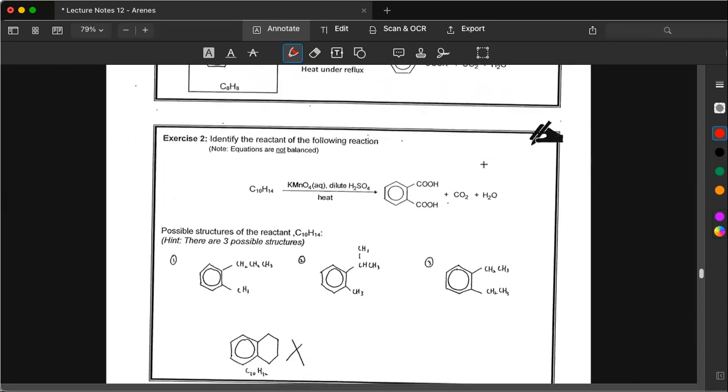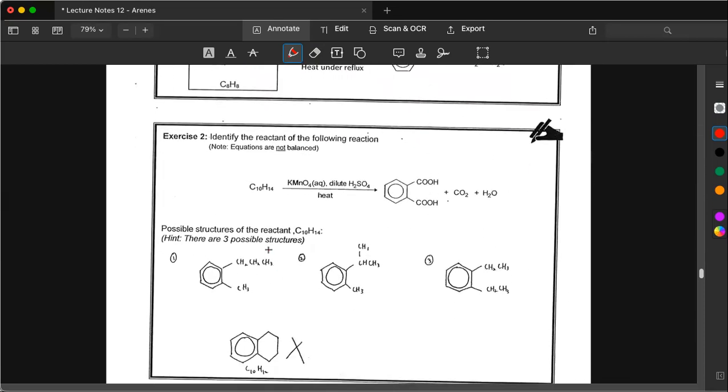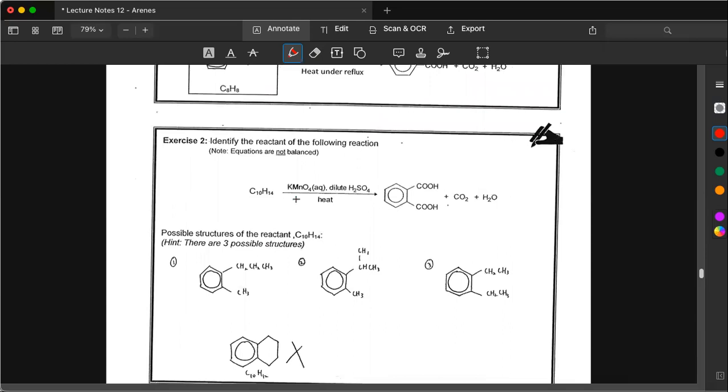All right. Now next, identify the reactant of the reaction. Okay, fine. For this one, right?